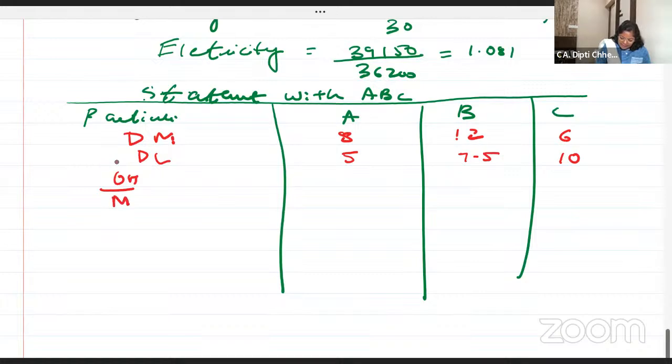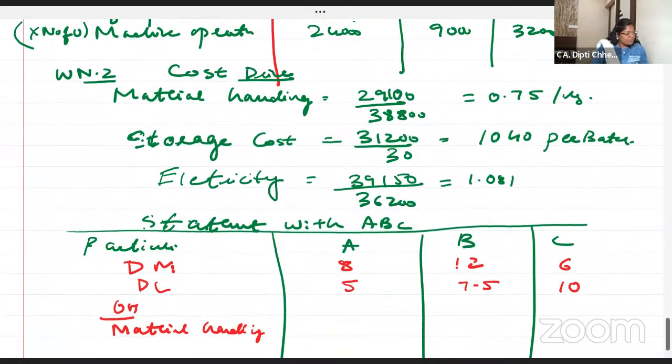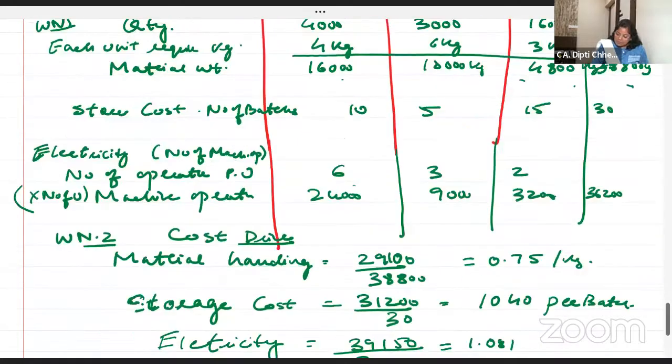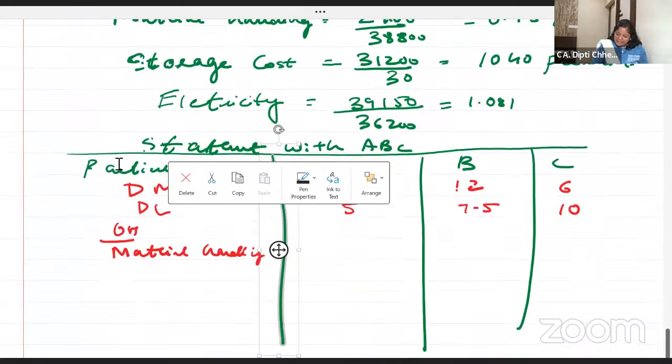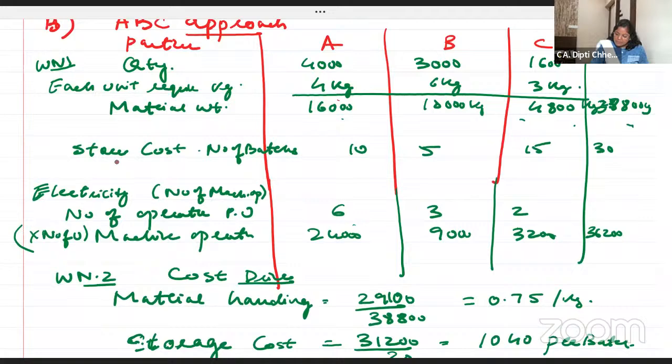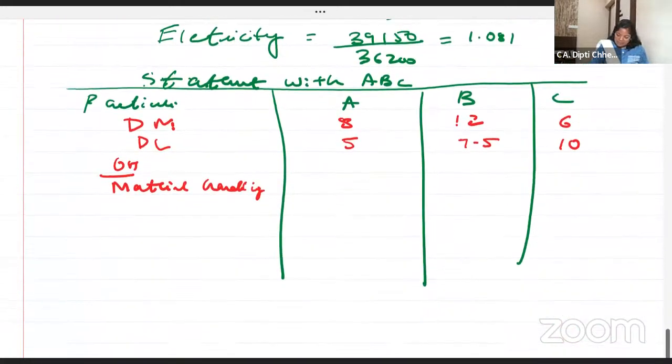And now overhead. Overhead में सबसे पहले आएगा material handling. They have asked you to calculate the cost each unit and total also. दोनों ही पूछा है आपको. Material handling is 0.75 per kg. And how many kgs are there here? 4, 6 and 3. Yes? Yeah, you can calculate per unit also directly.